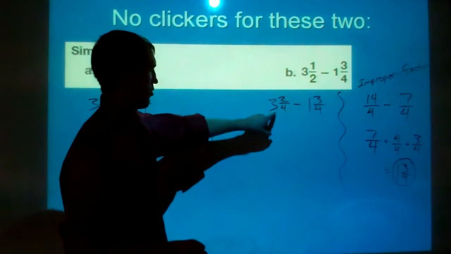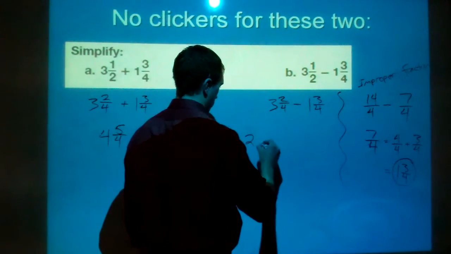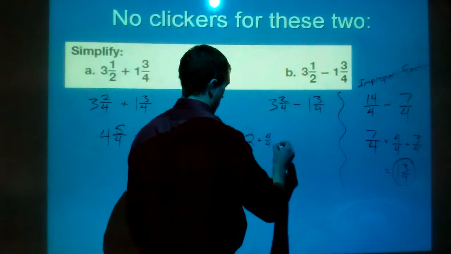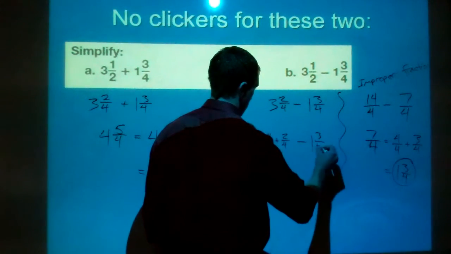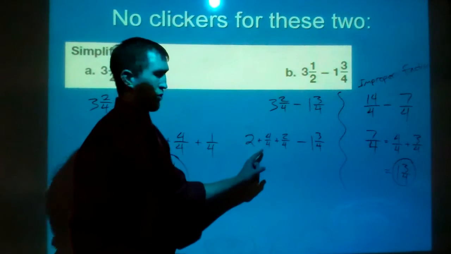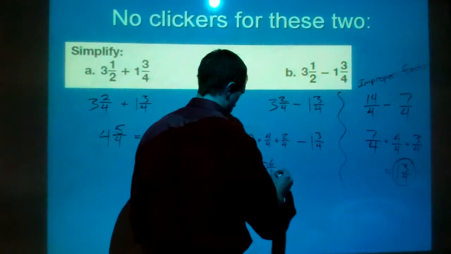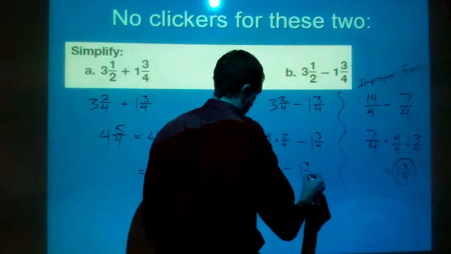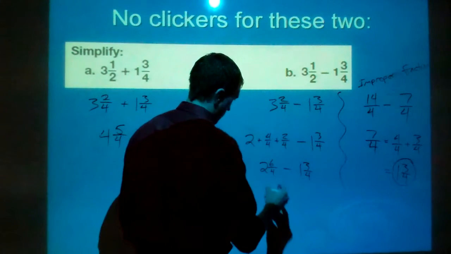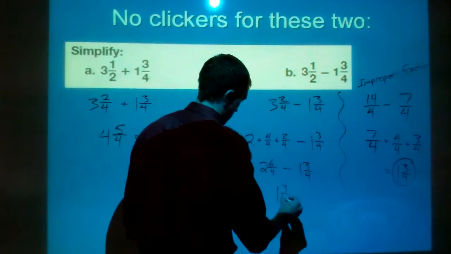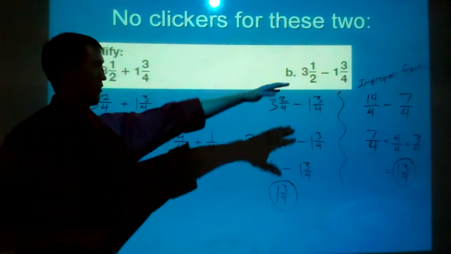We're going to borrow 1 from this 3 here. So I'm going to rewrite this. I'm going to take 1 away from 3. 2 plus 4 over 4 plus 2 over 4 minus 1 and 3/4. Okay? Here's where that 1 is that we borrowed. So now we have 2 and 6 over 4 minus 1 and 3 over 4, just by adding those there. So 2 minus 1 is 1, 6 minus 3 is 3. We still get our same answer. So either way you want to do it, the mixed number way or the improper fraction way.